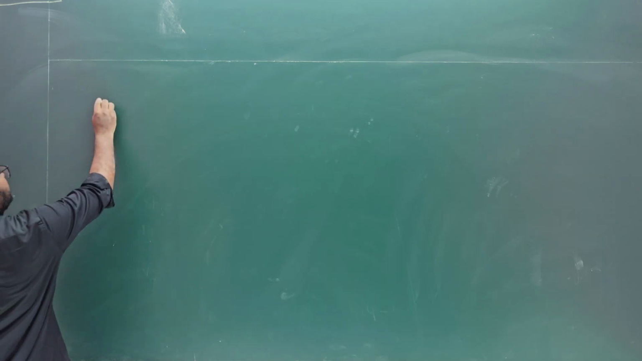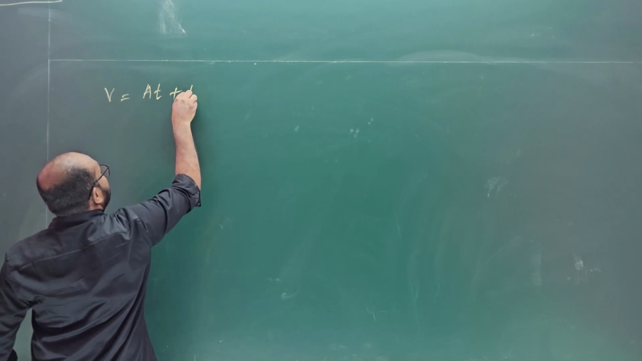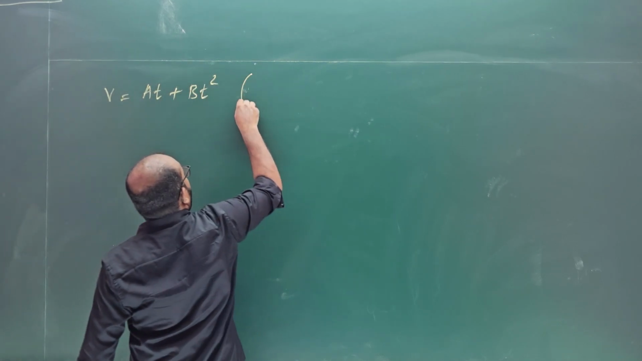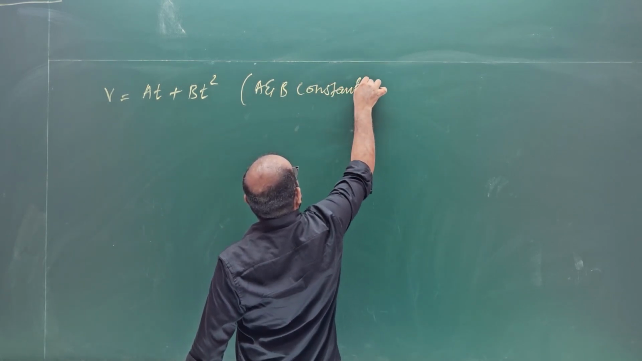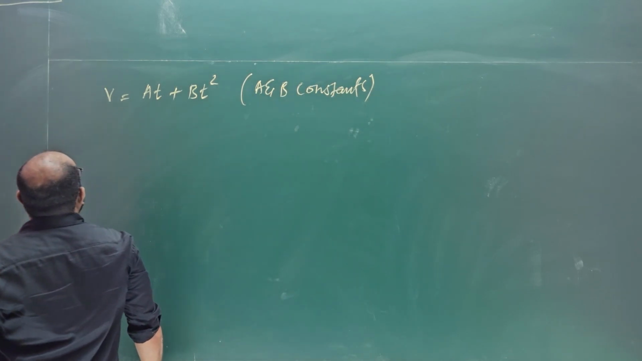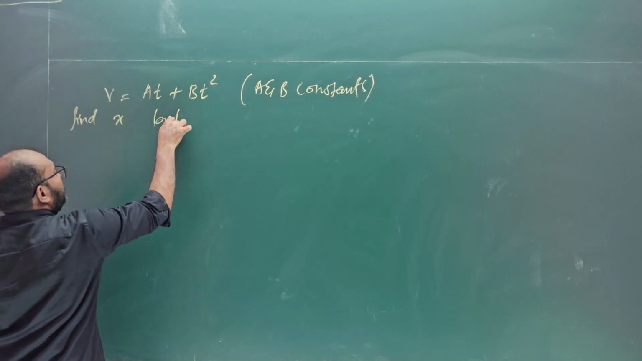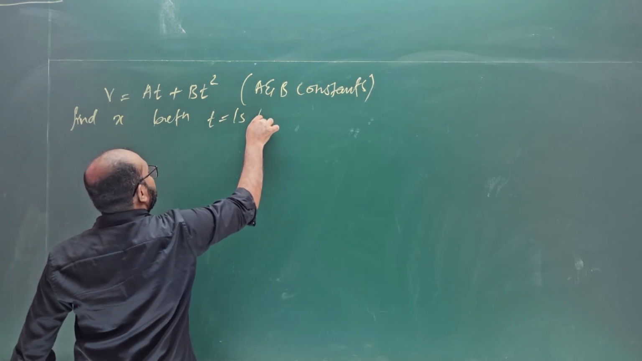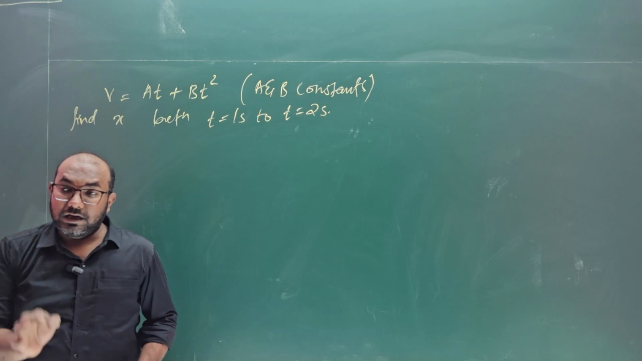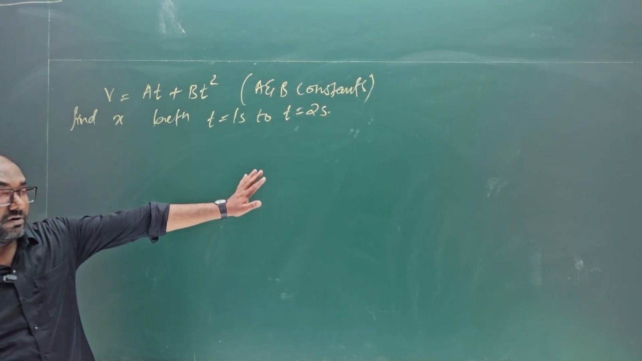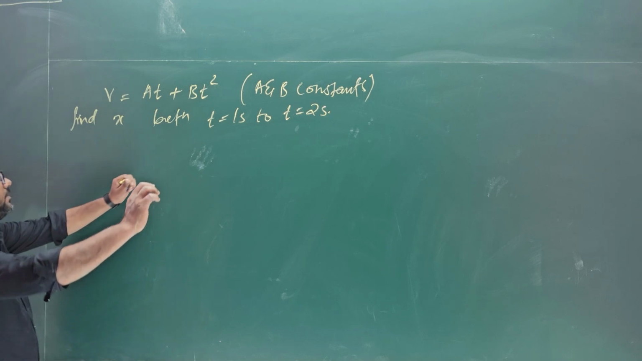Okay, try this. V is equal to AT plus BT square, where A and B are constants, and find x between t equals 1 second to t equals 2 seconds. Simple. Apply the same equations that you applied in the last question. Okay, try this. Okay, stop writing and listen to me now.